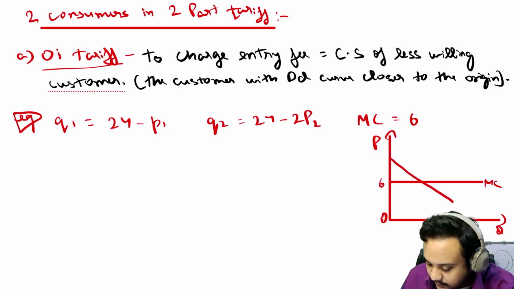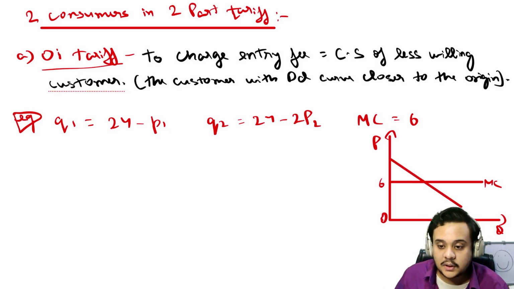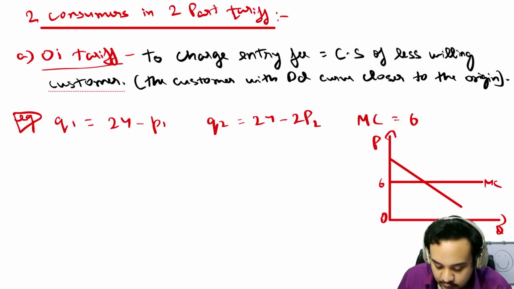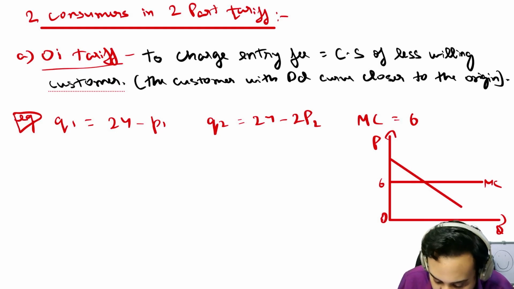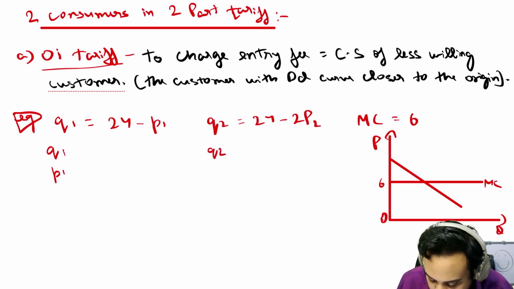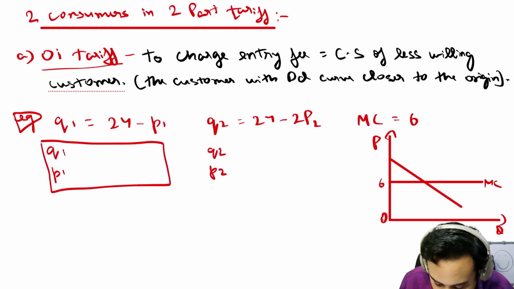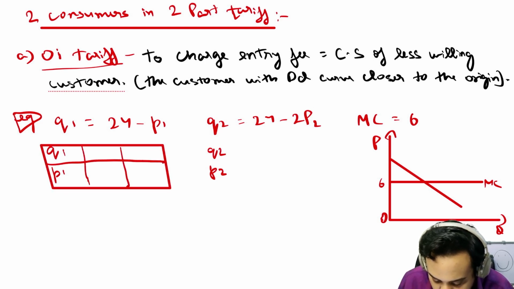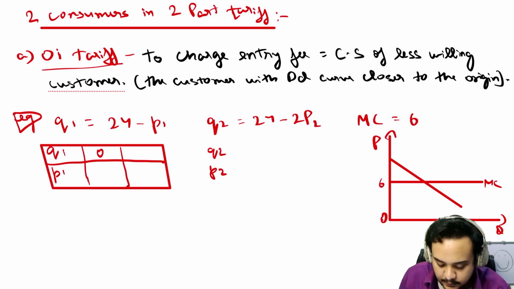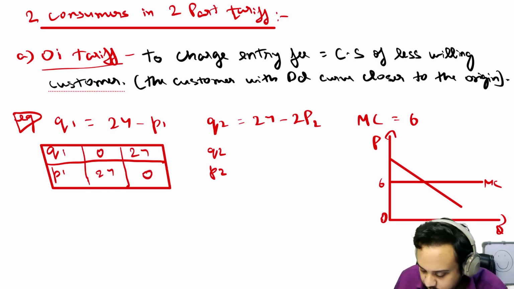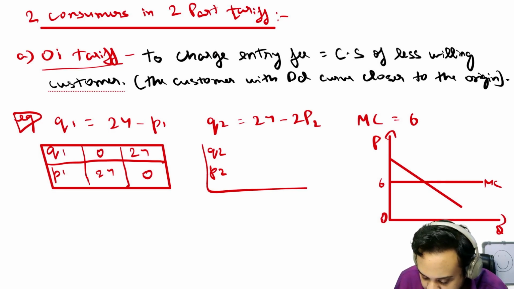We have two demand curves that are downward sloping. Now what we are going to do is find the values. Let us draw two tables for both Q1 and Q2, right? So if Q1 is 0, P1 is 24. If P1 is 0, Q1 is 24. Now let us do the same for the second one.